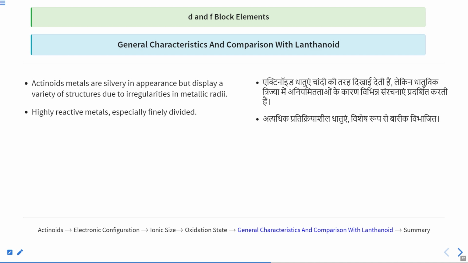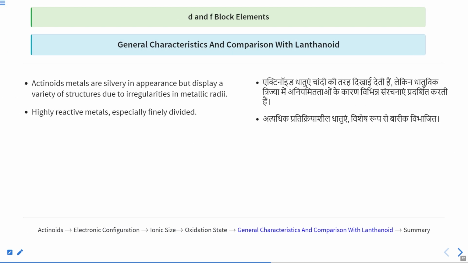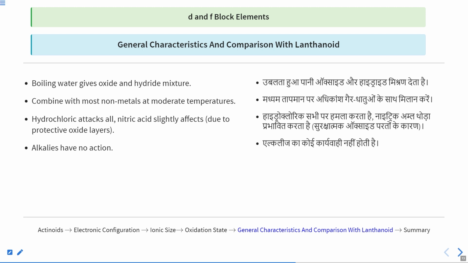Now, actinoid metals are silvery. Again, similar to lanthanoids, they are also silvery in appearance, but display a variety of structures due to irregularities in metallic radii. They are highly reactive metals, especially when finely divided. So if they are finely divided, then their activity increases. On boiling with water they give an oxide and hydride mixture, and they combine with non-metals at moderate temperature. So we'll see these reactions. What are these reactions? Hydrochloric acid attacks all, nitric acid slightly affects due to a protective oxide layer, and alkalis have no action on them.